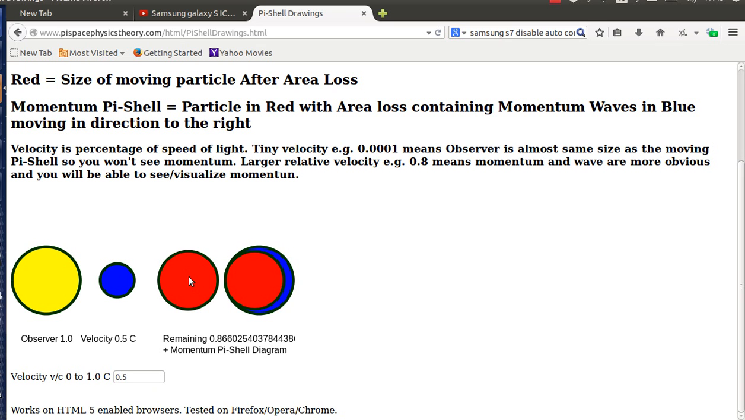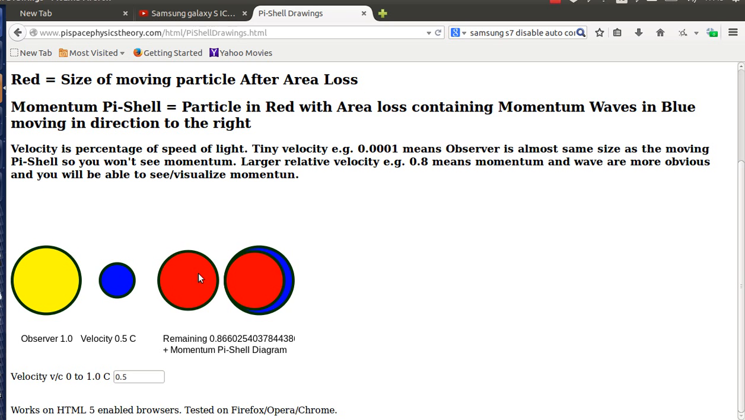And in the world that we live in, typically the amount of movement that we do causes such a small amount of area change that the red pi shell and the yellow pi shell typically are the same. I'll show examples of that in a minute. And then the other example would be how does a moving pi shell encode the momentum vector?